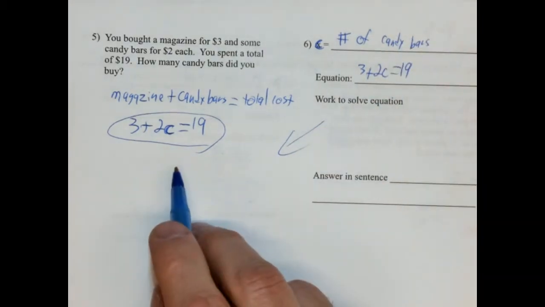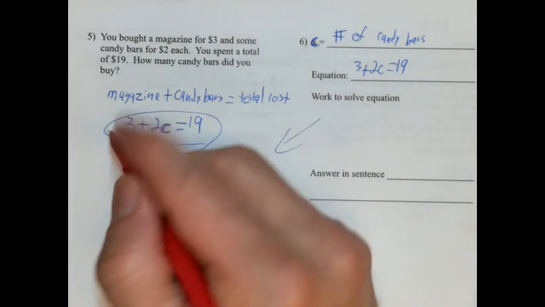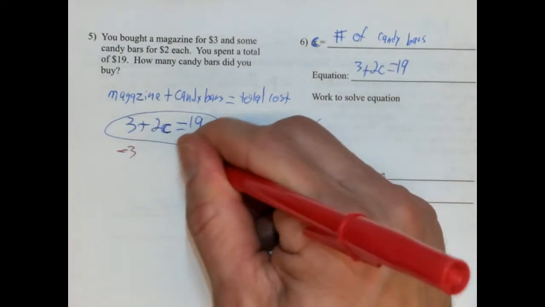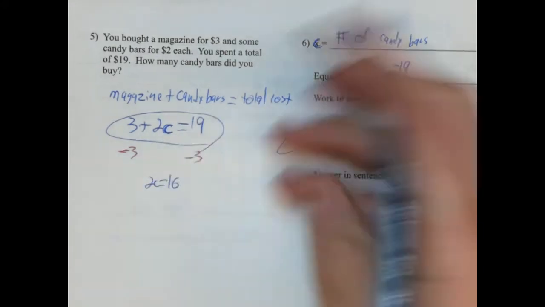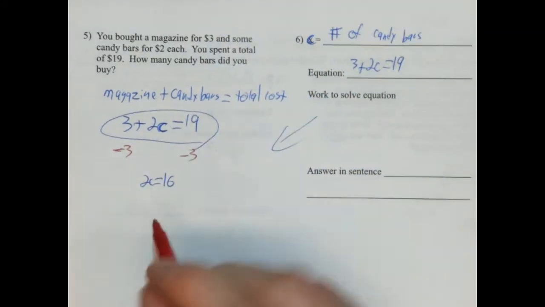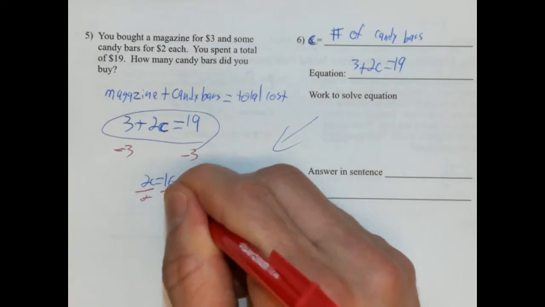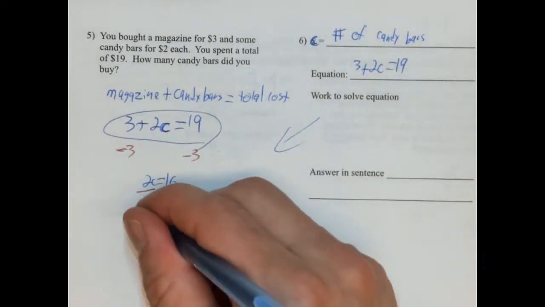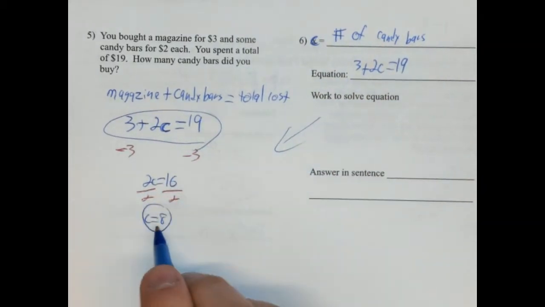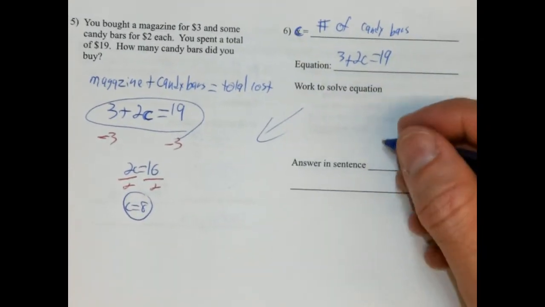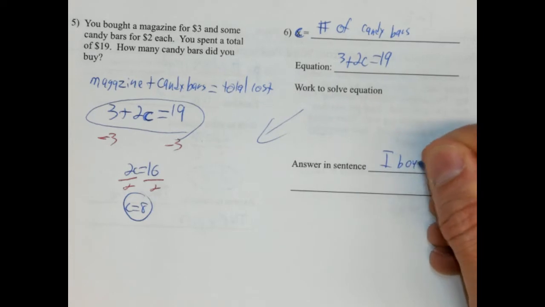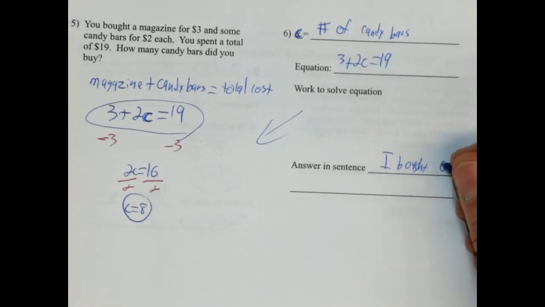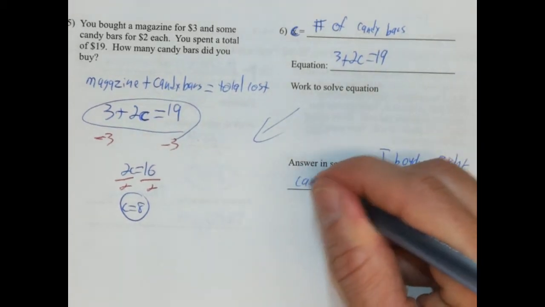Excuse me. So let's go ahead and solve this. We're going to get rid of our constant here, which is 3. 19 take away 3 is 16, so 2c equals 16. Divide by our coefficient, which is 2. c equals 8. So they bought 8 candy bars. I bought 8 candy bars.